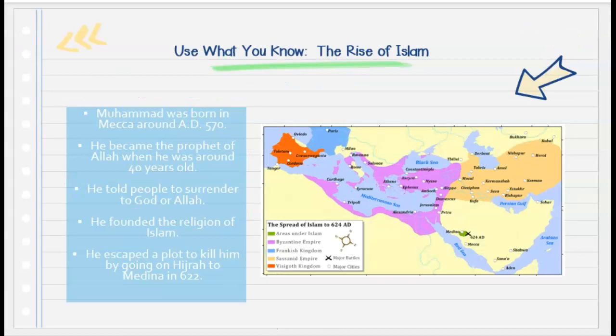Use what you know, the rise of Islam. So this is kind of a repeat of what we talked about there with Muhammad, but Muhammad was born in Mecca around AD 570. He became the prophet of Allah when he was around 40. He told people to surrender to God or Allah. He founded the religion of Islam, and he escaped a plot to kill him by going to Hijra in Medina in 622 AD. You can take a look at that map if you need to. You can always pause it.